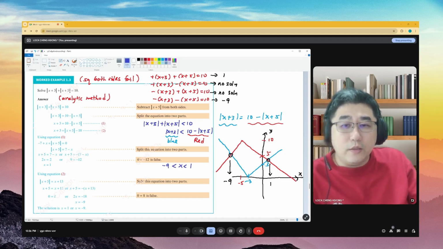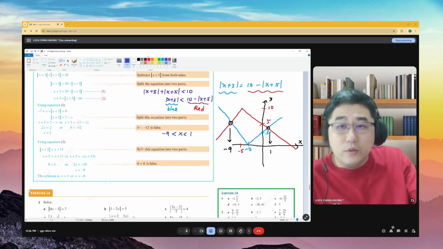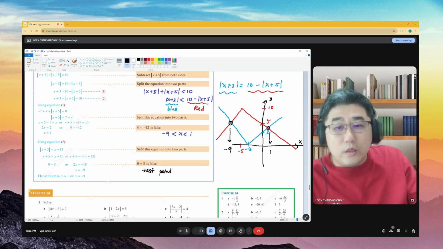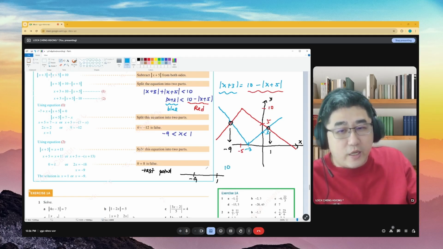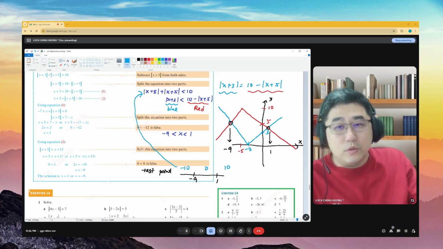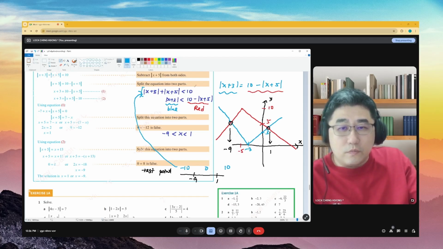So in the event that you don't have the graph, we use test point. So how do we do the test point? If I do the test point method, I draw the number line, I label -9 and 1. Then I substitute with numbers. Let's say I choose 10, 0, and -10 here. I check back with my original form, the inequality, to see whether it fits with this inequality or not.